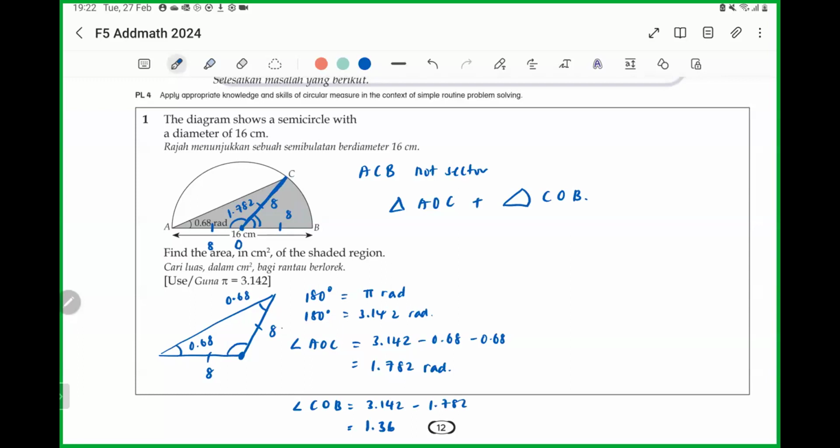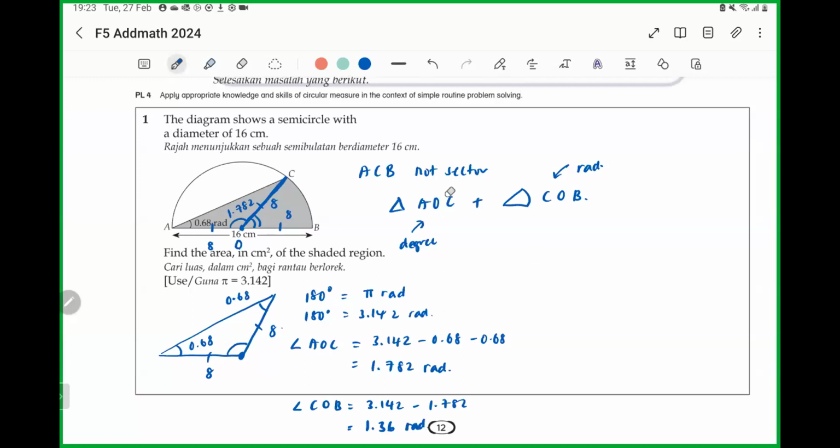Yes, because this formula is in radians. Of these two formulas, one of the formulas is in radians, and the one for the triangle is in degrees. So if you convert it first, can also. This one is in radians.